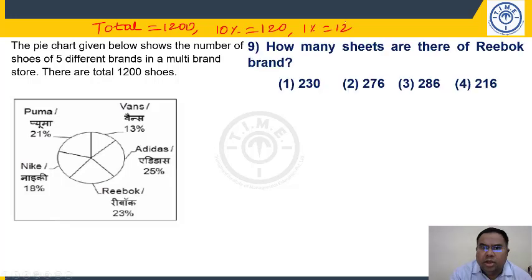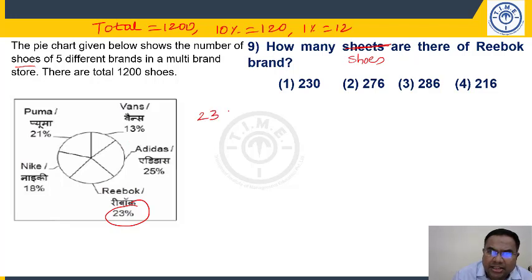Question number 9 on your screen. How many sheets are there of Reebok brand? Not sheets, shoes. Typo here, typing error here. It should be shoes. How many shoes? Because these are distribution of shoes, right? Of Reebok brand are there. Reebok is 23%.